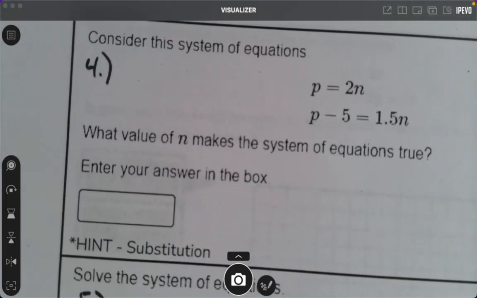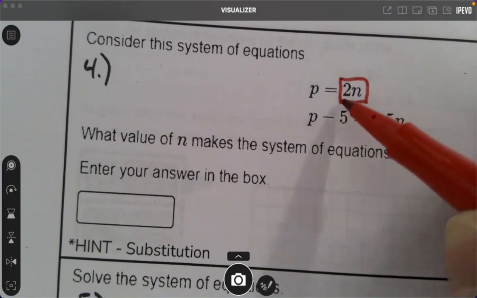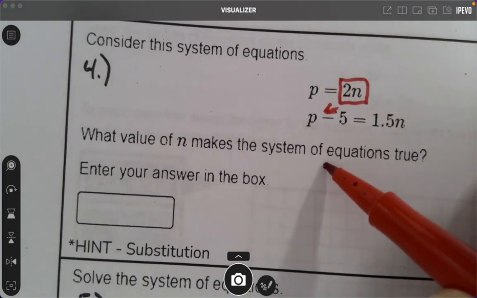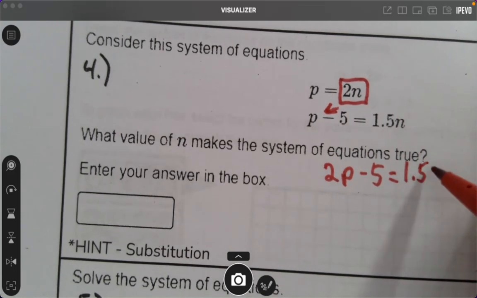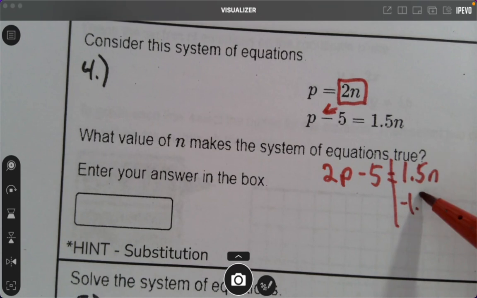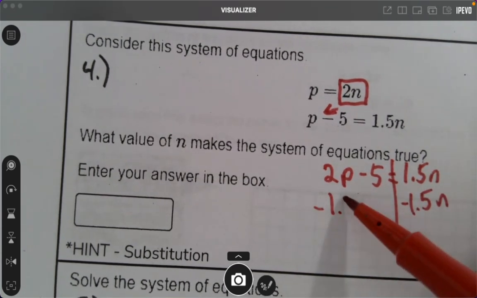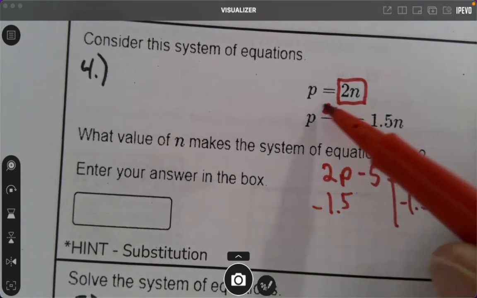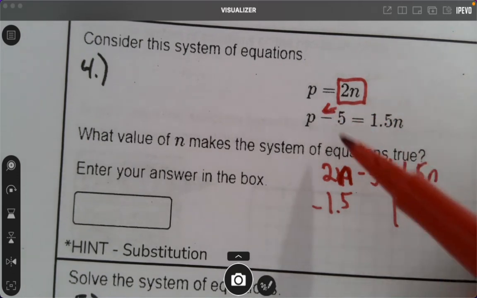All right, number 4. This one you had to do with substitution. So I'm going to substitute this here. I'm going to get 2p minus 5 equals 1.5n. I got to subtract the smaller variable term. We haven't done a lot with decimals, but we don't need to get too bothered by those right now. Sorry, this should be 2n. I apologize. Sorry, I got to put the 2n right there.